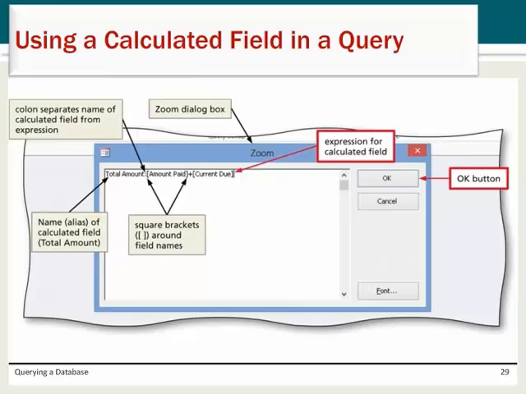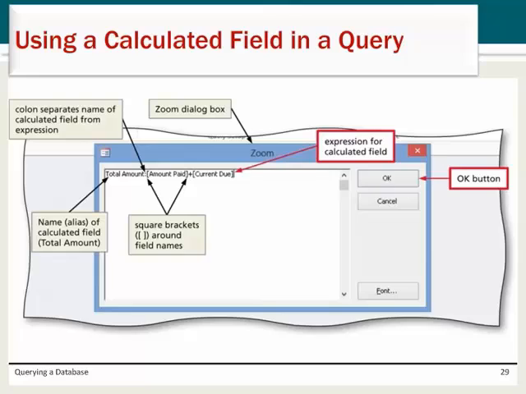Now we're going to use a calculated field in a query. To do this, begin by creating a new query using the Customer table. Show the Design view containing the total amount field. This field can be calculated.